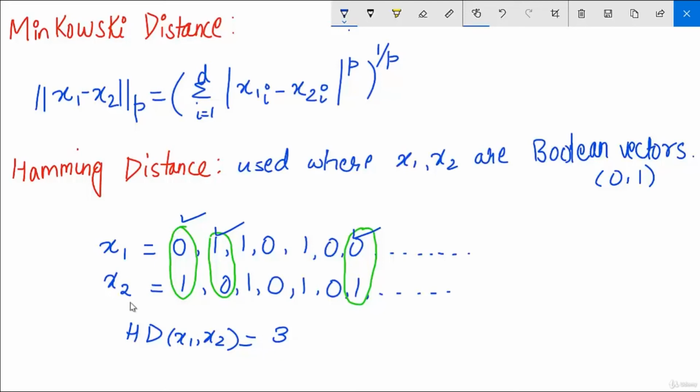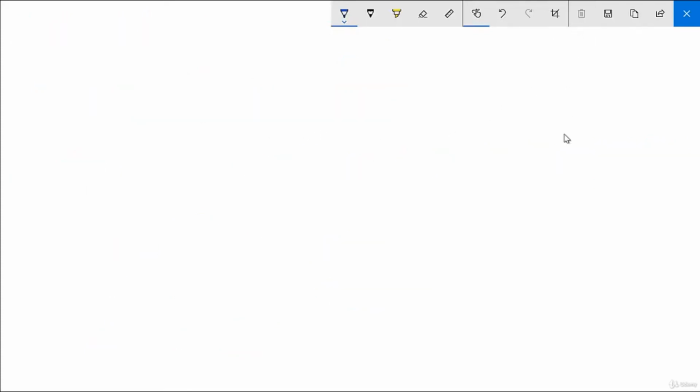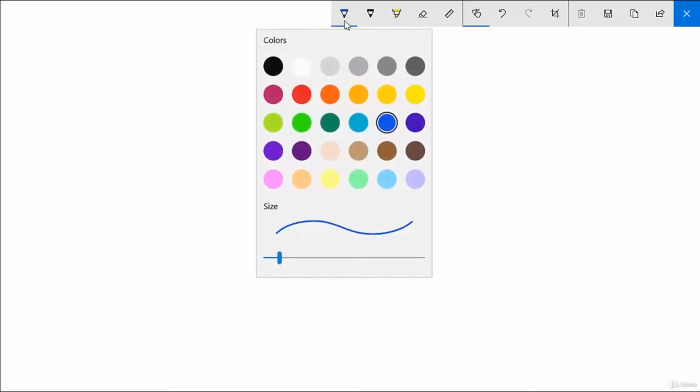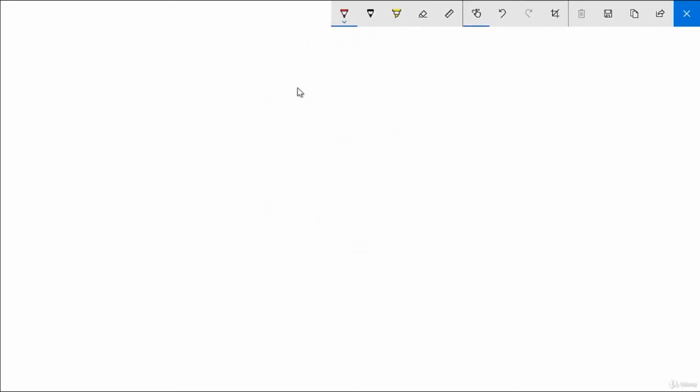Okay, so this is your Hamming distance. Also, you guys can note it down. I'll just tell you one example where I have worked with.